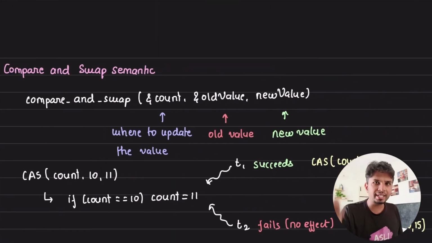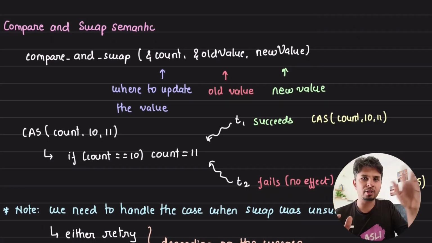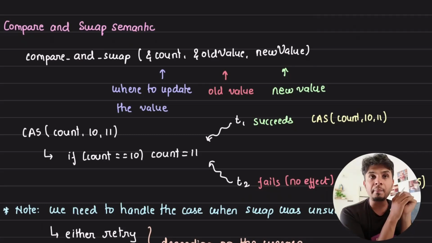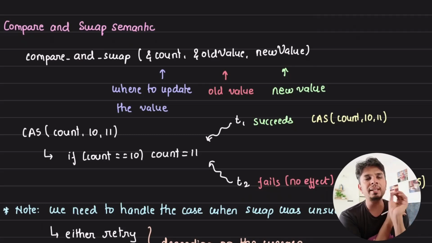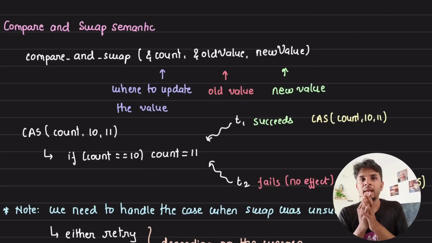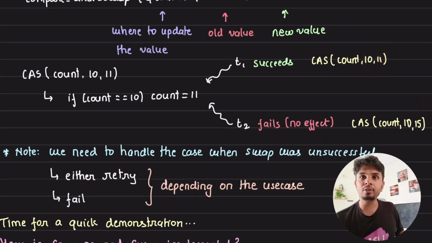The way it is implemented is with a very simple semantic called compare and swap. We'll look at this and then come back to advantages and disadvantages. It would be a very natural flow. The compare and swap semantic says that, let's say I have a variable called count, and I want to change the value of count to a new value. So I would write count equals new value. If I have two threads, one of them wants to set count to 11, and the other thread wants to set count to 15.